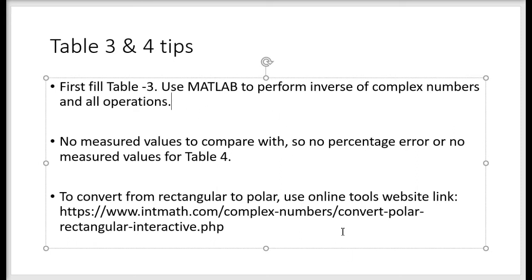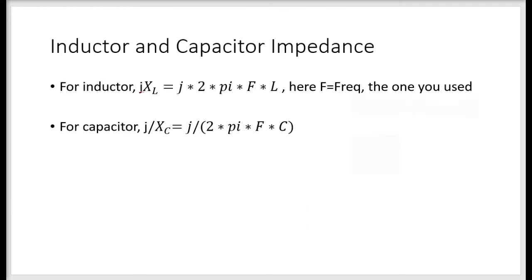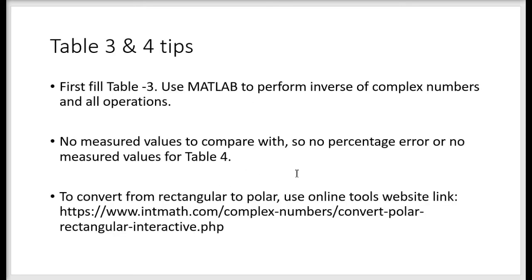For example, 47 ohms plus 23 ohms plus the impedance of this L1. Like I said, you use this formula to calculate the impedance. It's going to be j something, so in total it becomes a complex number, right? Similarly, it's going to be a complex number for a capacitor.